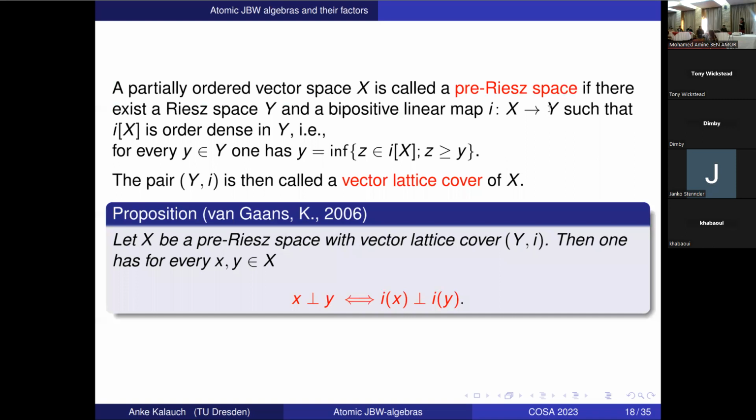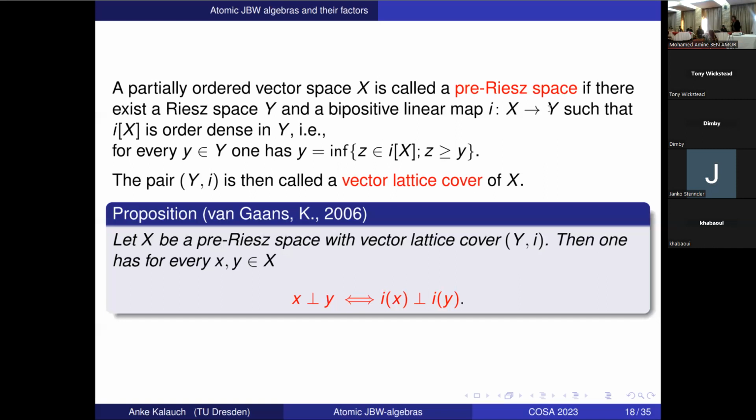And now I jump a little bit to the theory of Riesz spaces, because those are spaces where we not only have a bipositive embedding, but we get even a bit more, namely order denseness. So we call a partially ordered vector space a Riesz space if we have an ambient vector lattice. We embed into this vector lattice, and the image under the embedding is order dense in Y. That means every element in Y can be obtained as the infimum of elements of the small space above.